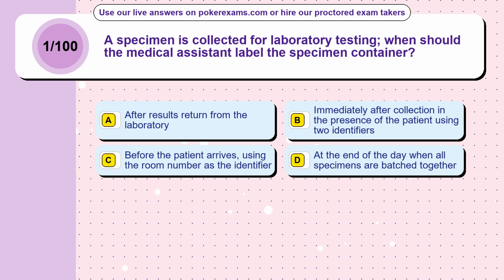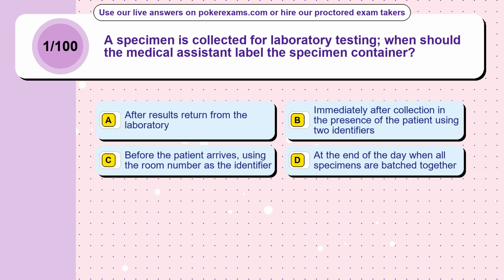Question 1. A specimen is collected for laboratory testing. When should the medical assistant label the specimen container? Option A. After results return from the laboratory. Option B. Immediately after collection in the presence of the patient using 2 identifiers.